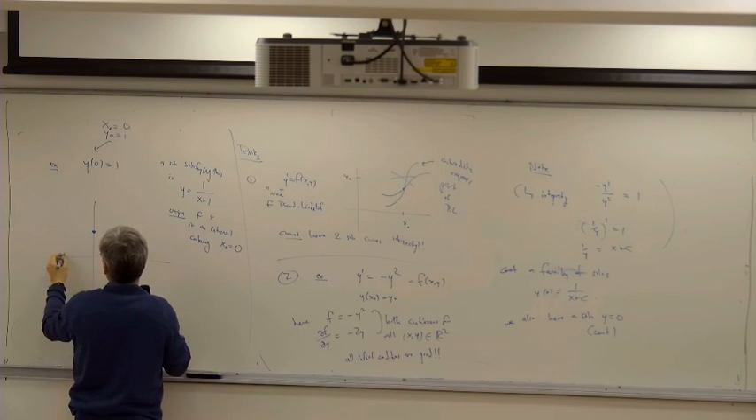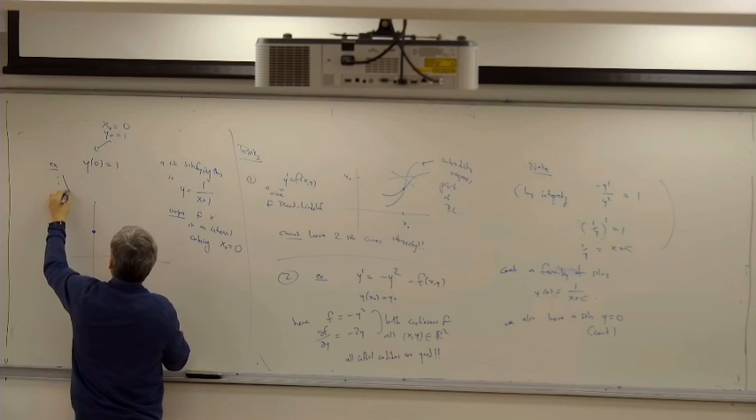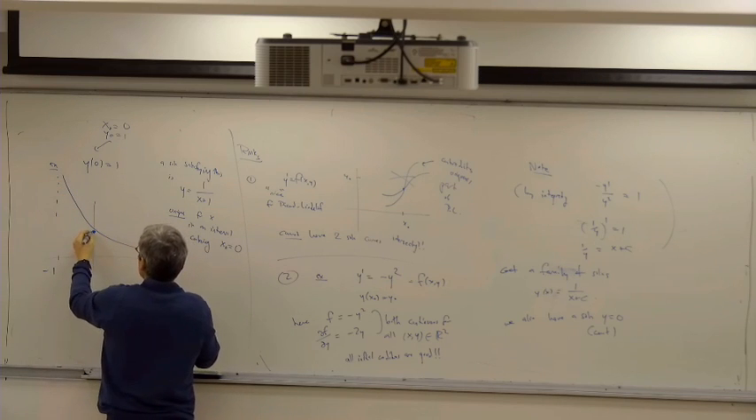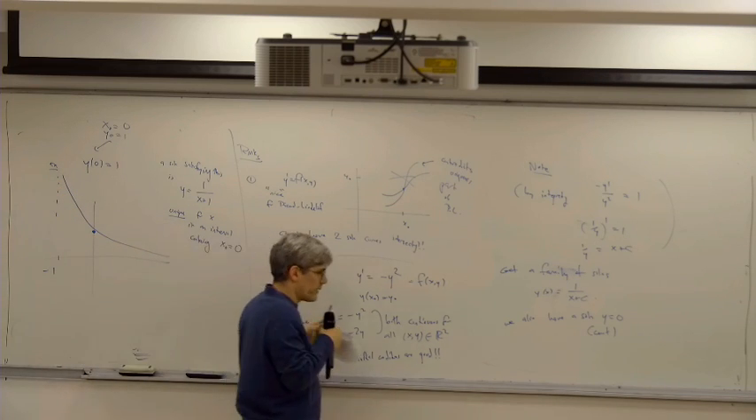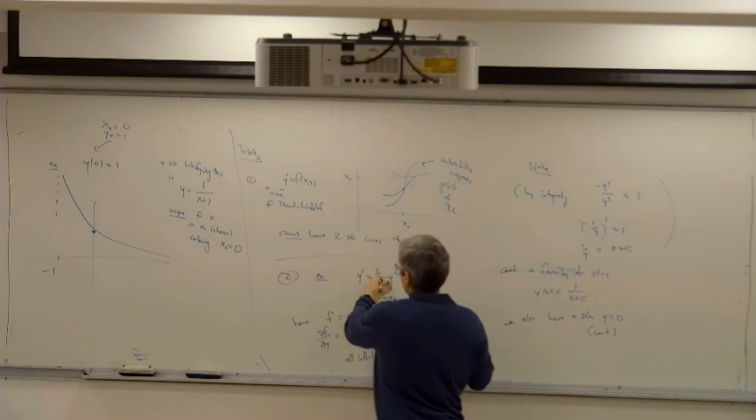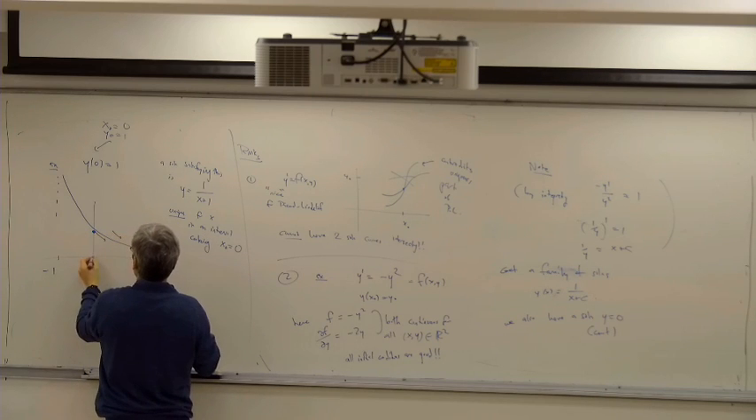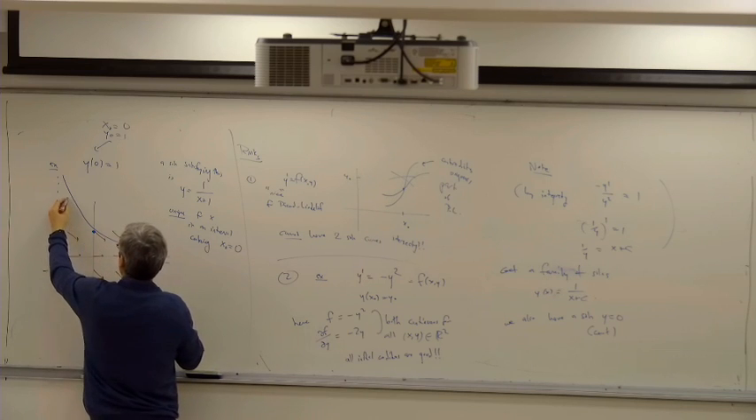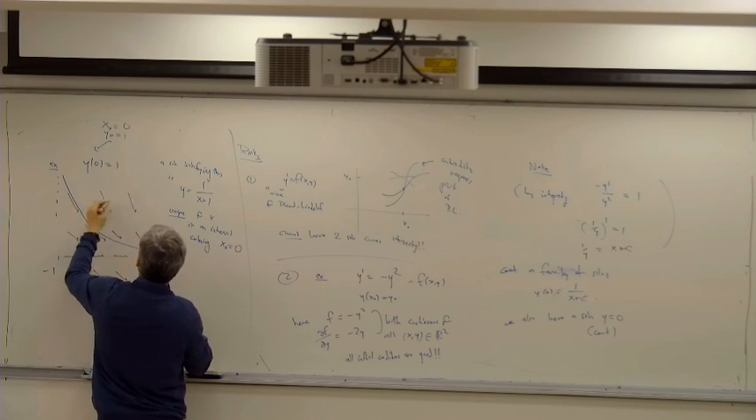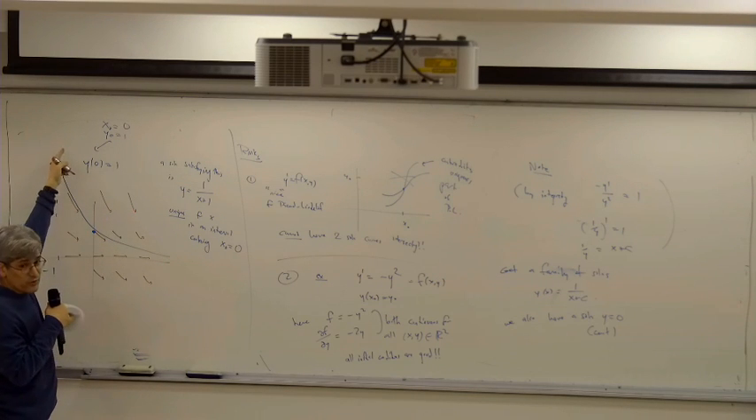1 over x plus 1 has a problem when x equals minus 1. So the solution, if you follow the slope field, which is y prime equals minus y squared, so here the slope is minus 1, here the slope is 0, etc. Here the slope is also minus 1, by the way. Okay, and here it's further. So if you follow the slope field, it takes you like so, and it takes you like so.